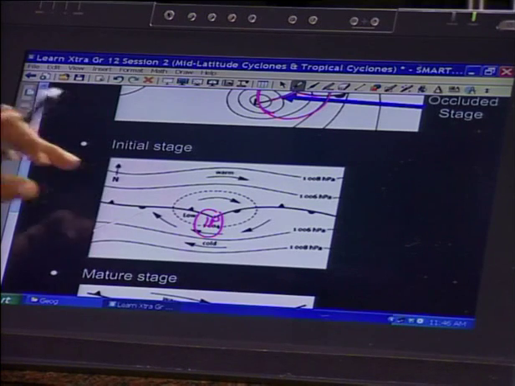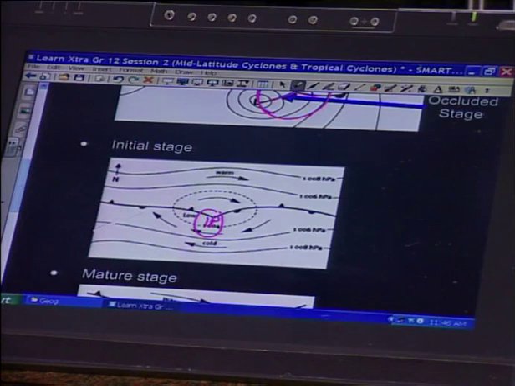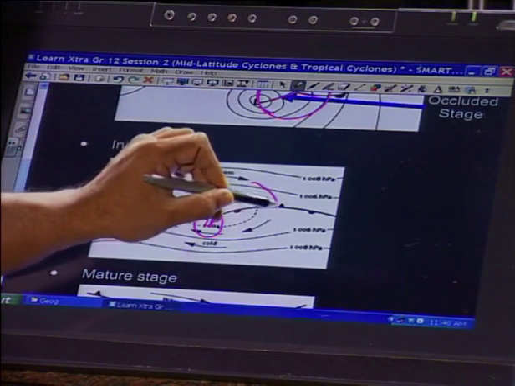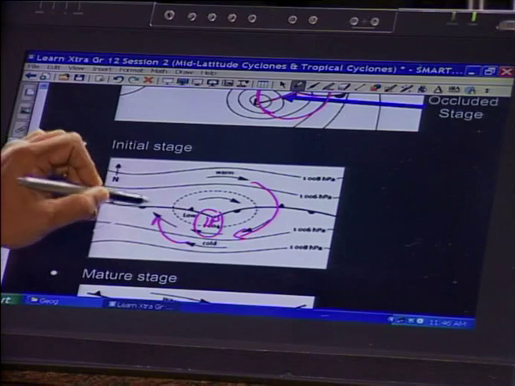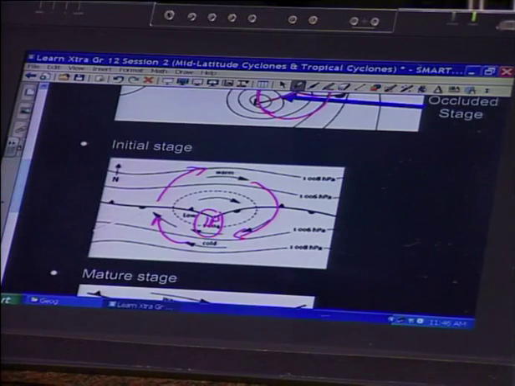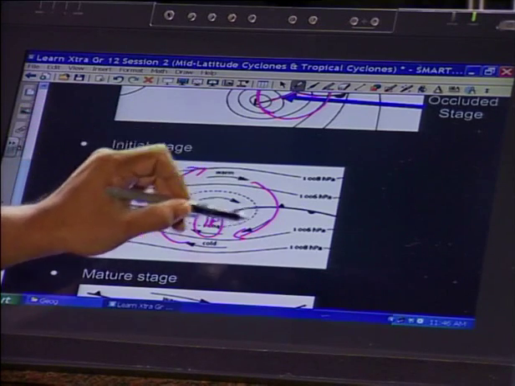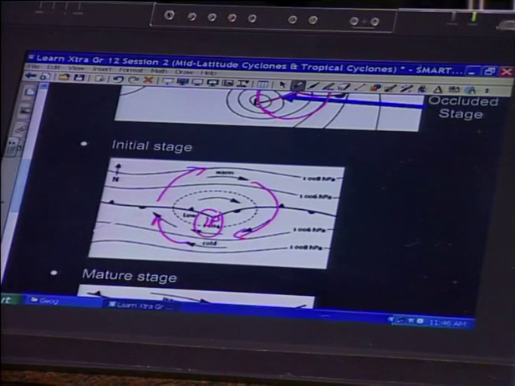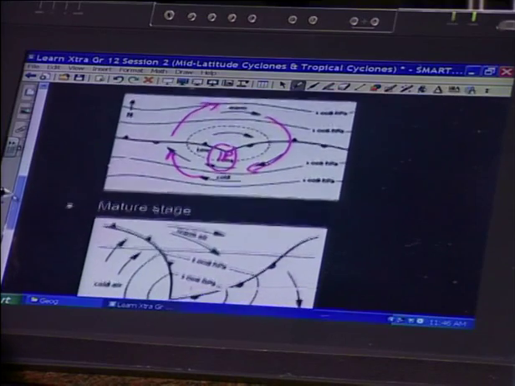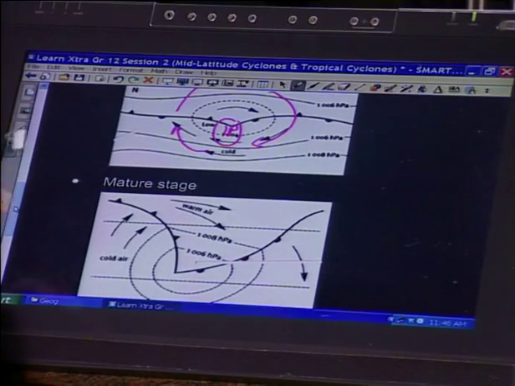Once the low pressure starts to be created, obviously we're going to get a circulation pattern around the low pressure. Remember, it's the southern hemisphere in this diagram, so we're going to get it in a clockwise direction. If it was the northern hemisphere, then we would get an anti-clockwise direction around the system itself. So once we have this wave, we start off the process, the initial stage.